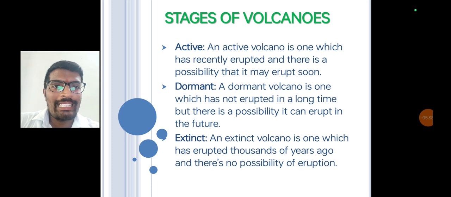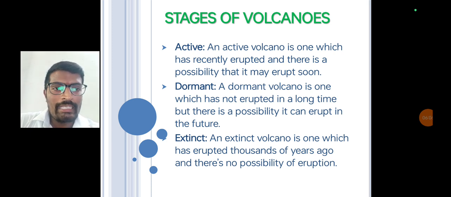Now coming to the second one, dormant volcanoes. A dormant volcano is one which has not erupted for a long time, but there is a possibility it can erupt in the future. This type is called a dormant volcano.